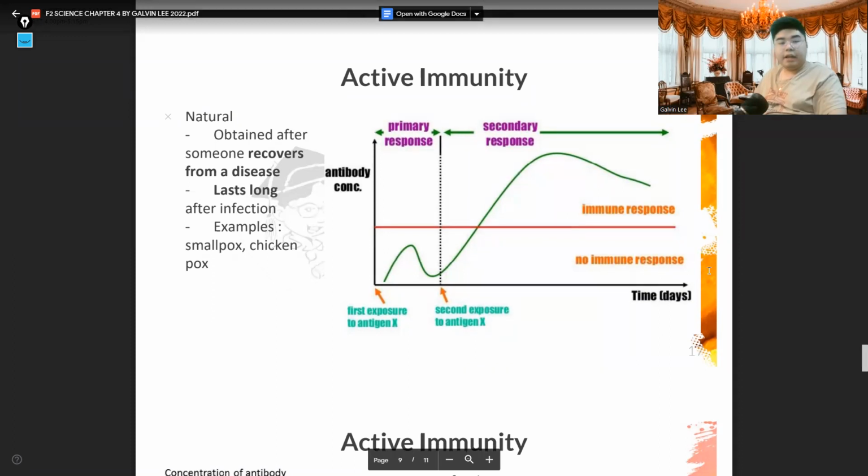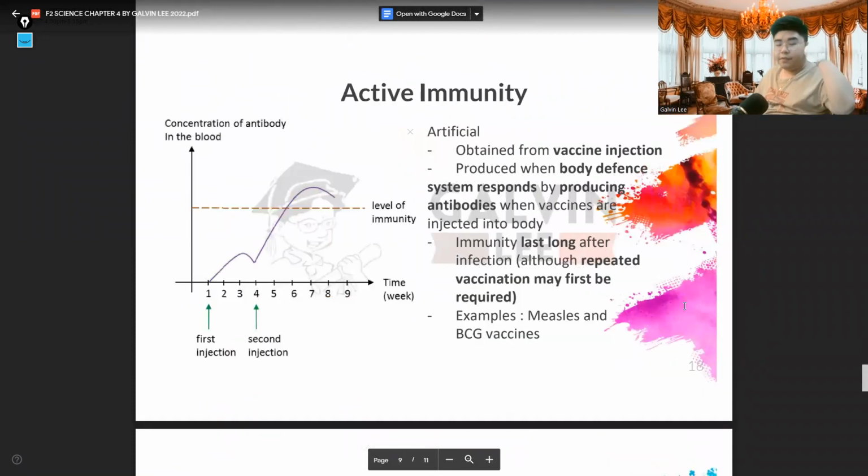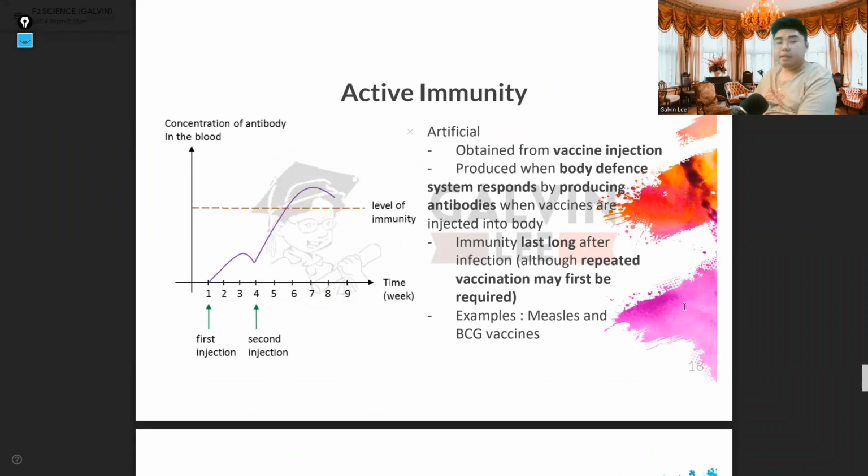Next one, active artificial. Active artificial refers to a vaccine injection. So let's break down the name. Why do we call it active artificial? Active because your body can keep on producing the antibody. When we provide the vaccine, your body receives the vaccine as a recipe, an instruction. Just like when you are learning how to cook. If we give you a recipe on how to make pizza, for example, you'll be able to make the same pizza for the rest of your life. And only that pizza. You won't be able to make other pizzas.